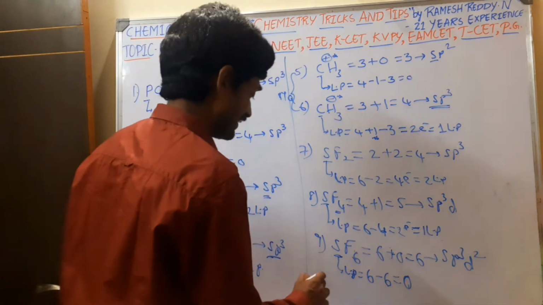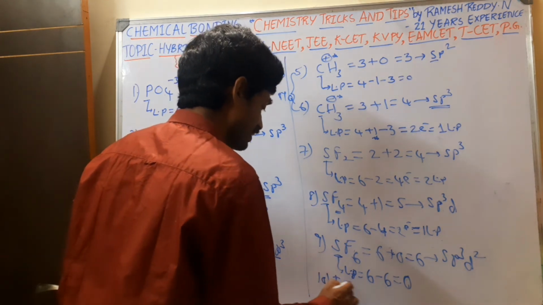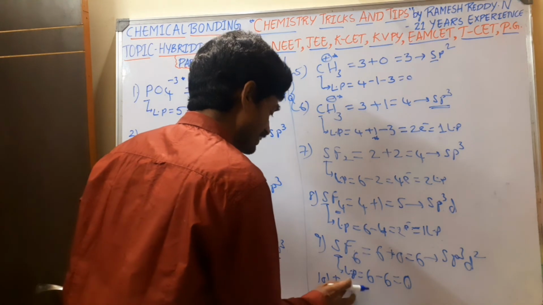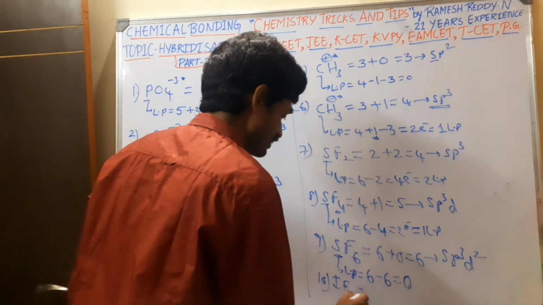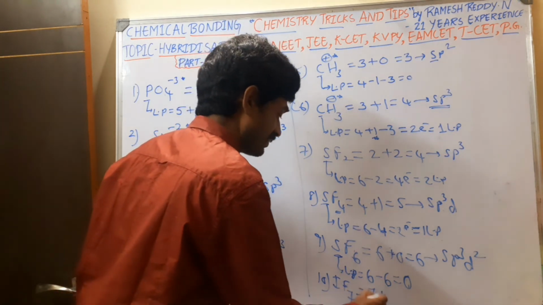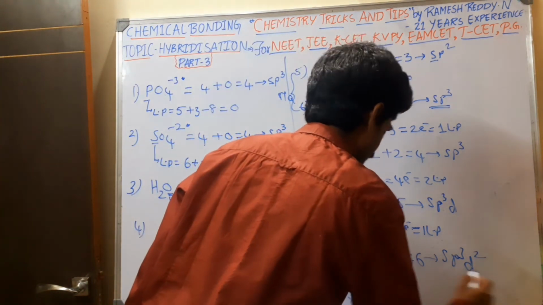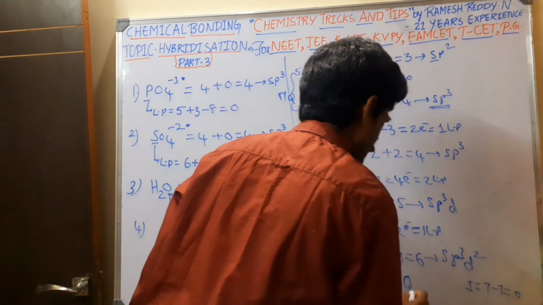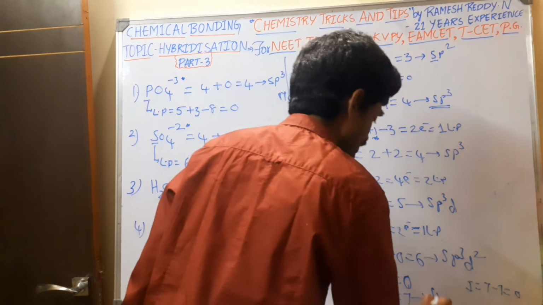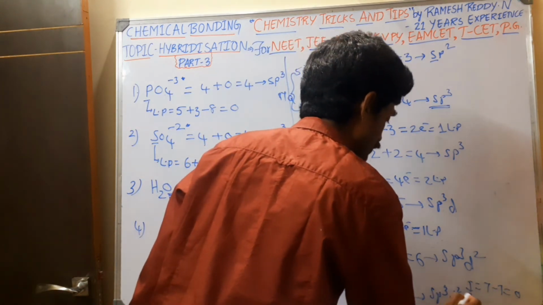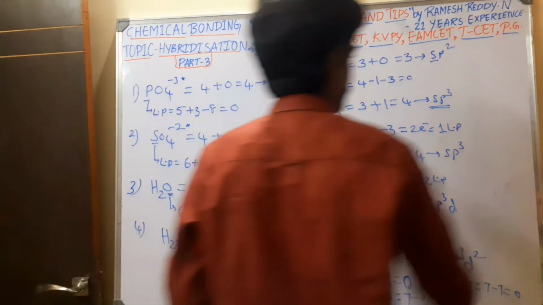Right, got it. Next, the last, 10th one, that is the IF7 molecule, iodine heptafluoride. Hepta means 7, right? So here bonded atoms are 7. Then lone pairs on iodine: valence electrons are 7, bonded atoms are 7. That is 0, so lone pairs are 0. The hybridization number value is 7. 7 means it undergoes sp3d3 hybridization.